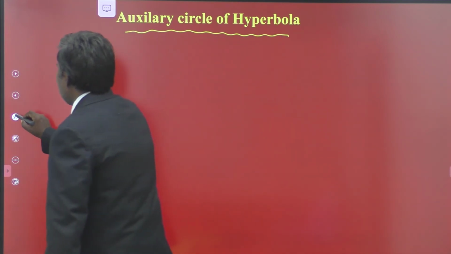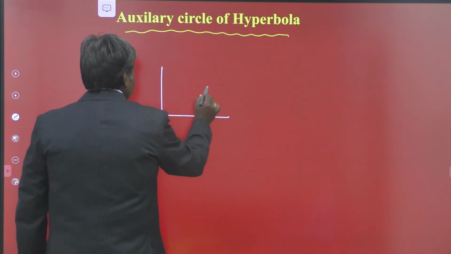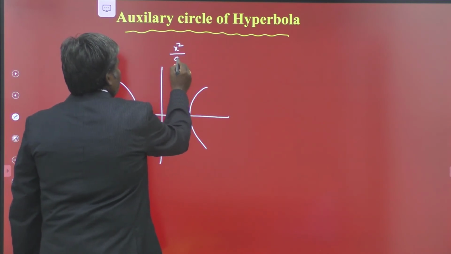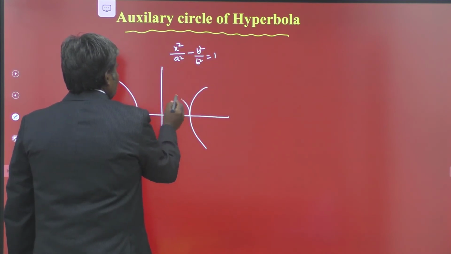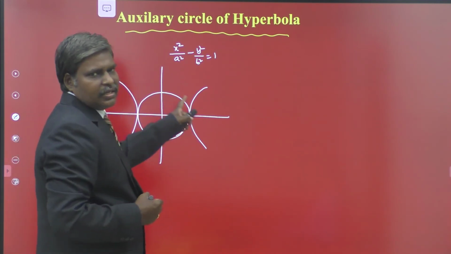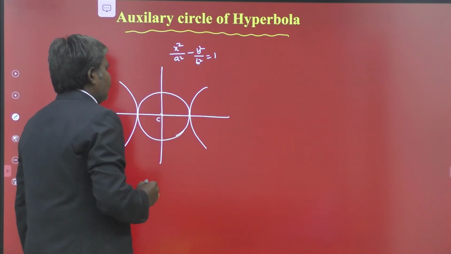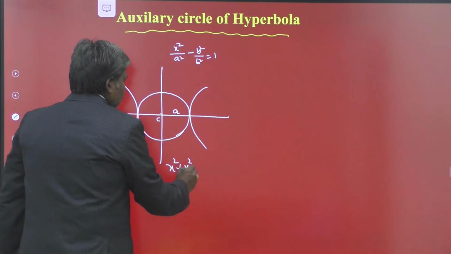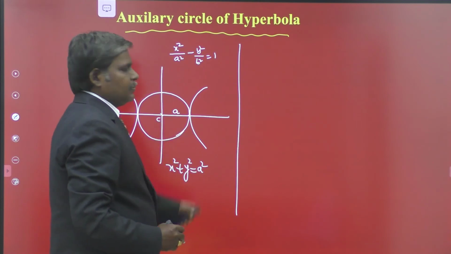So we have the hyperbola x square by a square minus y square by b square equal to 1. This is the equation. This is the circle described on the transverse axis as diameter. This is the circle, and it is called the auxiliary circle. So it is concentric with the center of the hyperbola and its radius is a. Its equation is what? x square plus y square is equal to a square. This is the auxiliary circle.